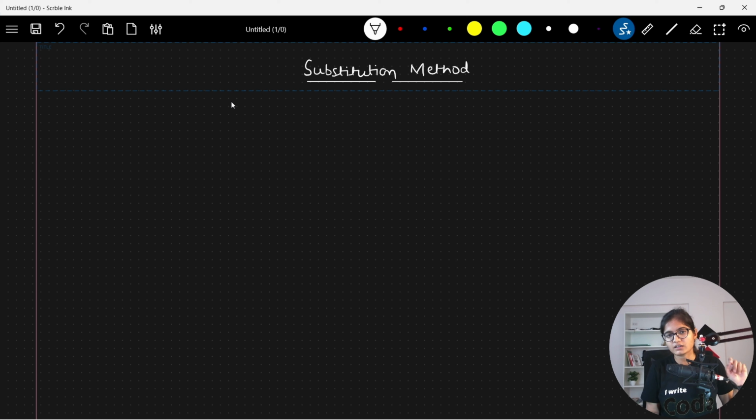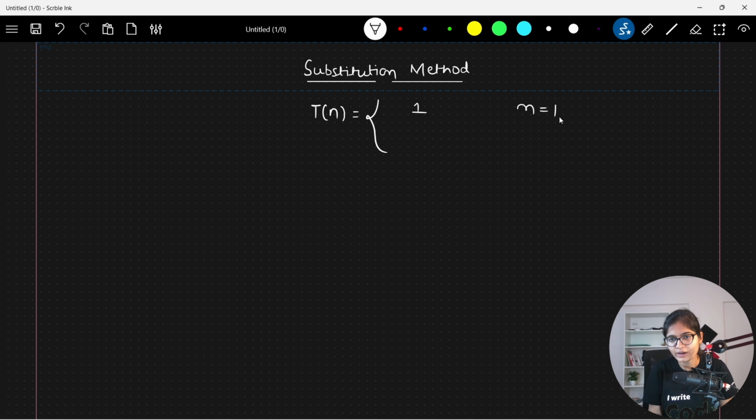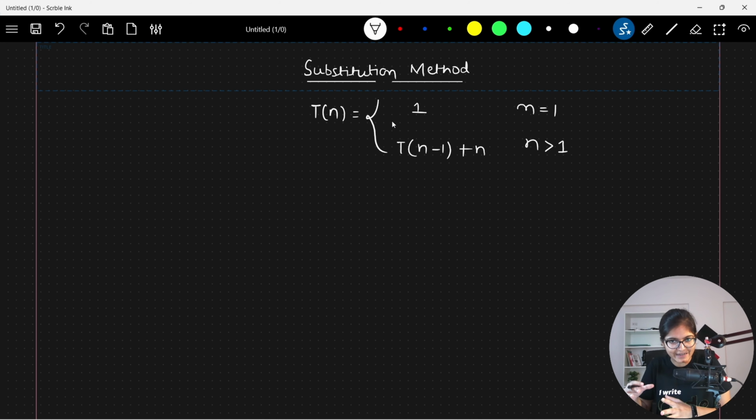So suppose the given recurrence relation is T of n equals 1 when the value of n is equal to 1, and when n is greater than 1, it is equal to T of n minus 1 plus n. So this is the recurrence relation which is given to us. What a recurrence relation is and its properties, I hope you have clarity on from our previous part. How we got this recurrence relation, I will show you once we reach the algorithms part.